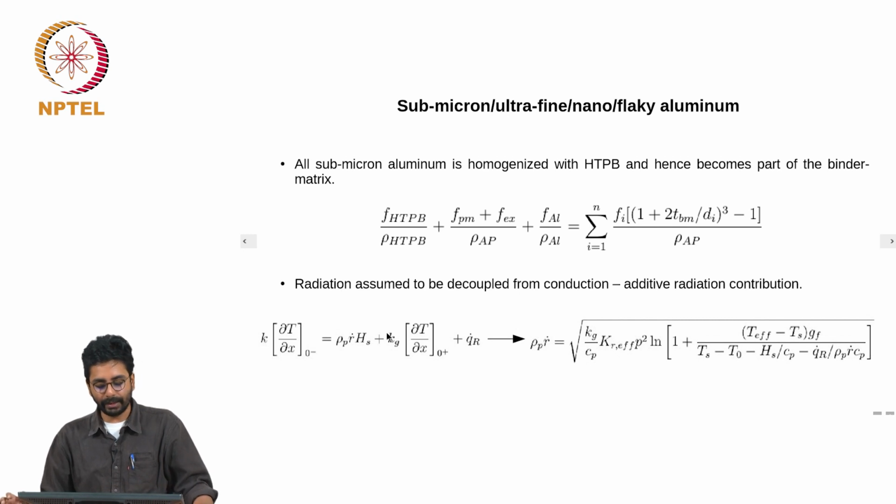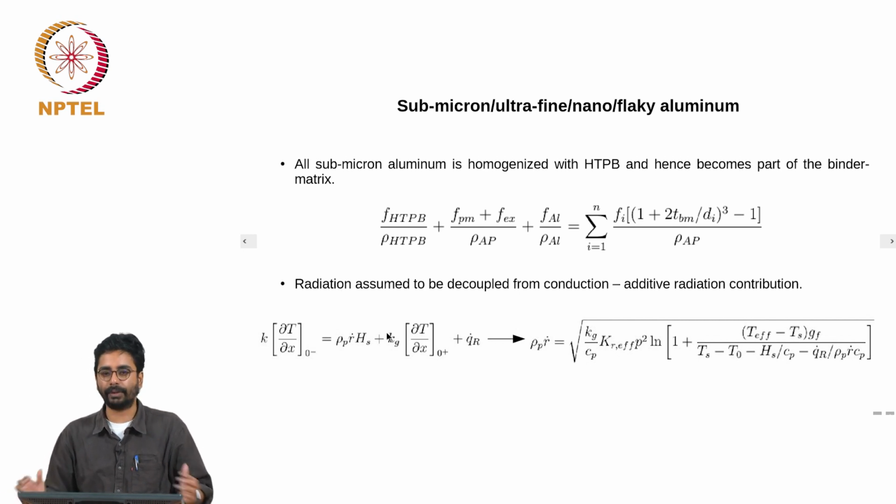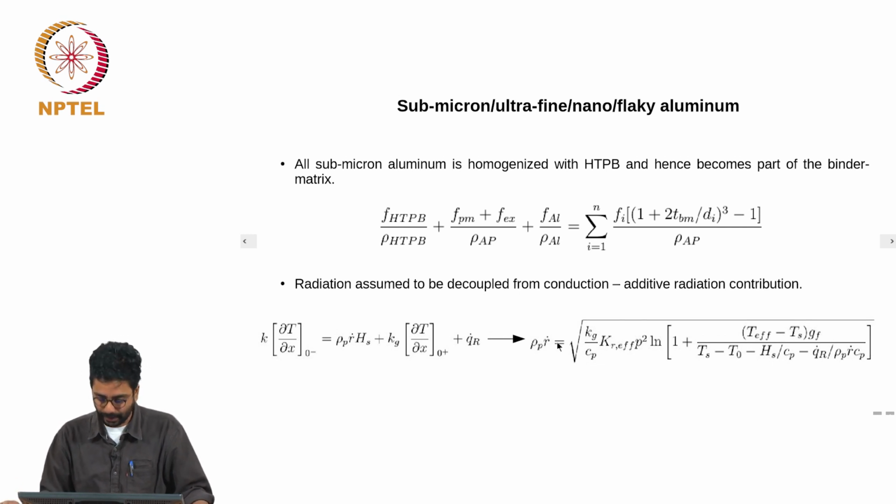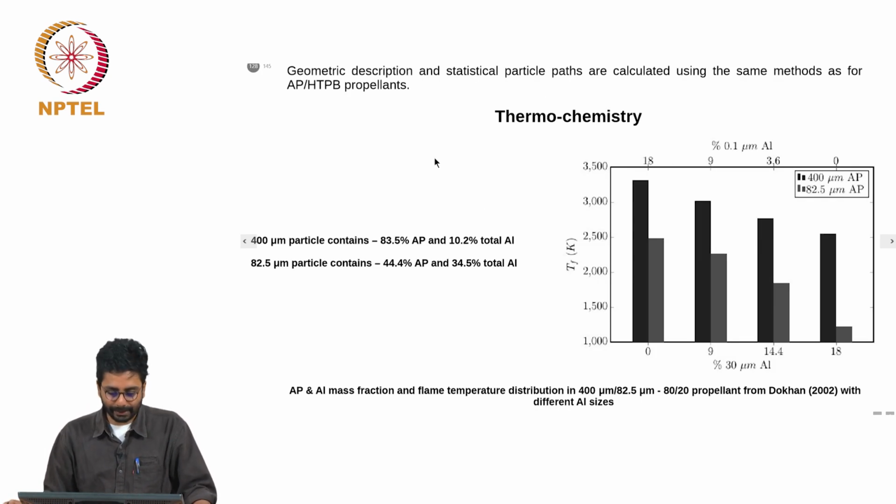Radiation is assumed to be decoupled from conduction, therefore the contributions from conduction and radiation are taken to be additive, and therefore the heat flux balance at the surface has an additive radiation term in addition to the convective heat flux that comes from the gas phase. So the burn rate equation will get modified with the radiation term getting incorporated here. Geometric description and statistical particle paths are calculated using the same methods as for AP HTPB propellants. It is essentially the same.